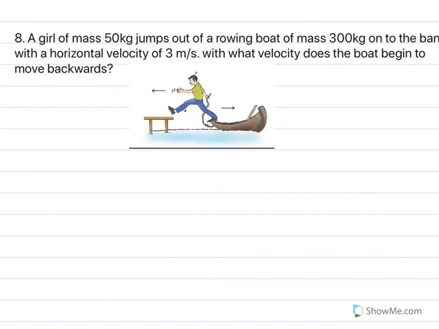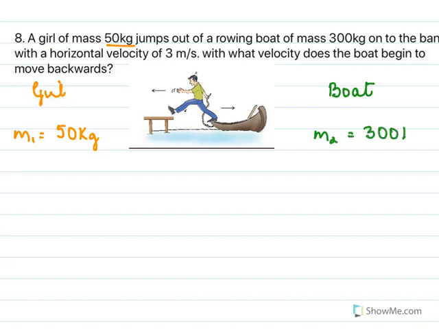A girl of mass 50 kgs. However, the picture here is I put of boy, so I'll just write here girl. Her mass is 50 kg. Jumps out of a rowing boat of mass 300 kg. So on the other side we have the boat, and the mass of the boat is 300 kg, onto the bar with a horizontal velocity of 3 meter per second.